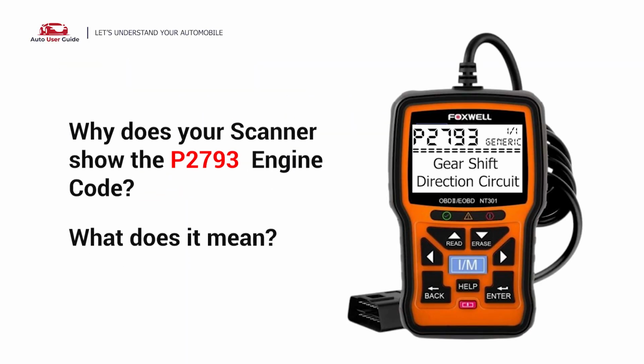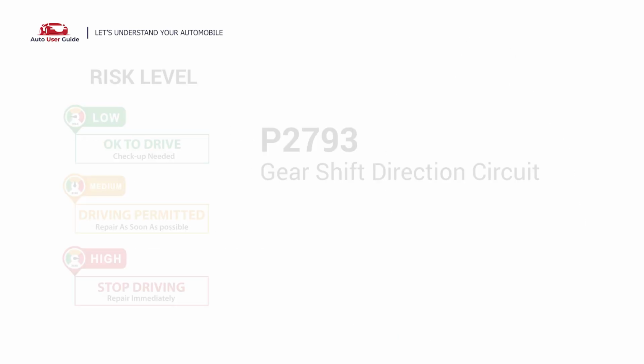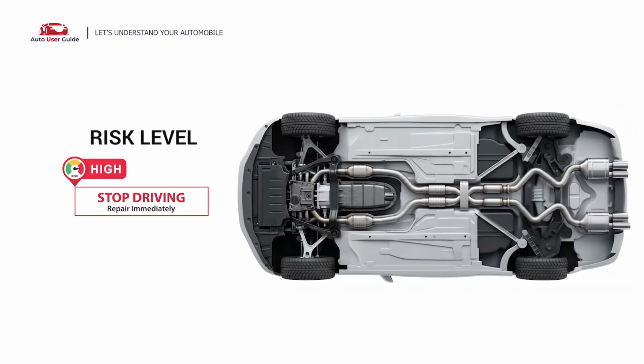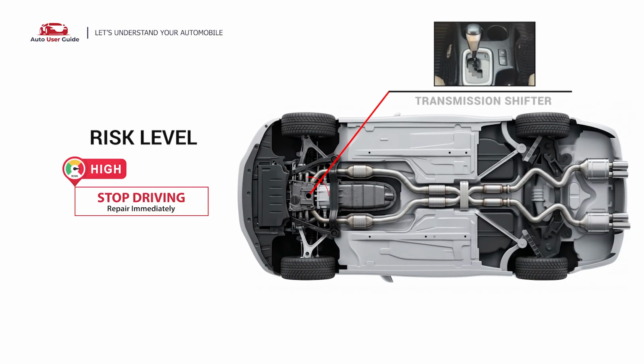Why does your scanner show the P2793 engine code? What does it mean? P2793 is a diagnostic trouble code for gear shift direction circuit. The P2793 engine code indicates that the Powertrain Control Module, PCM, or Transmission Control Module, TCM, registers an unexpected voltage, electrical short. Under this circumstance, stop driving and repair your vehicle immediately.